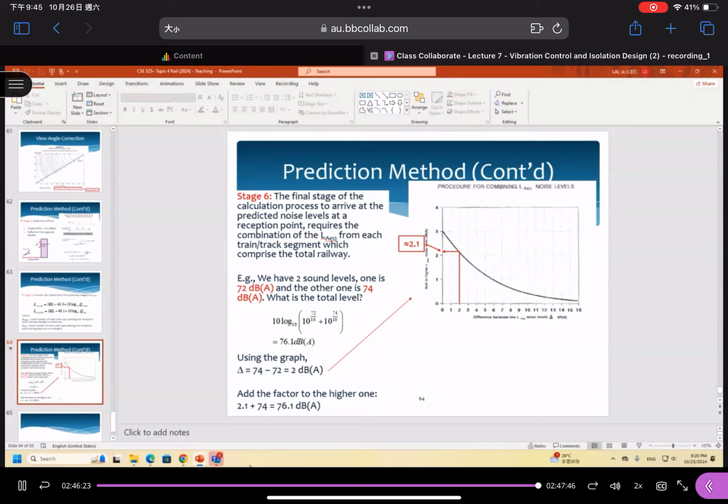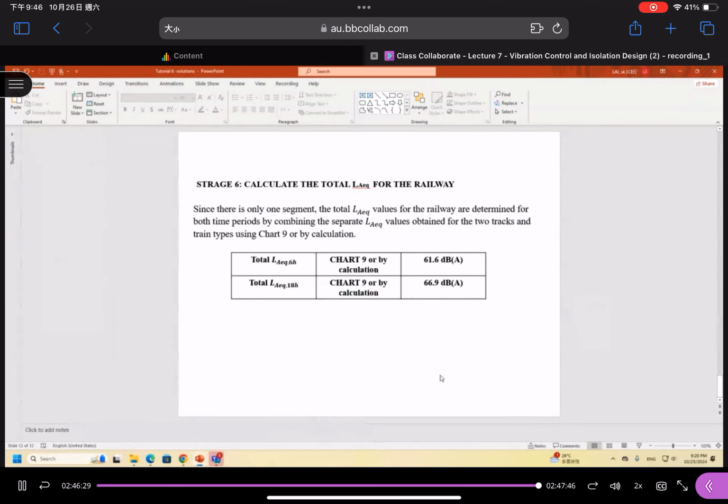Any problem? So this is the final answer for the total level received by the reception points at night and during the daytime.